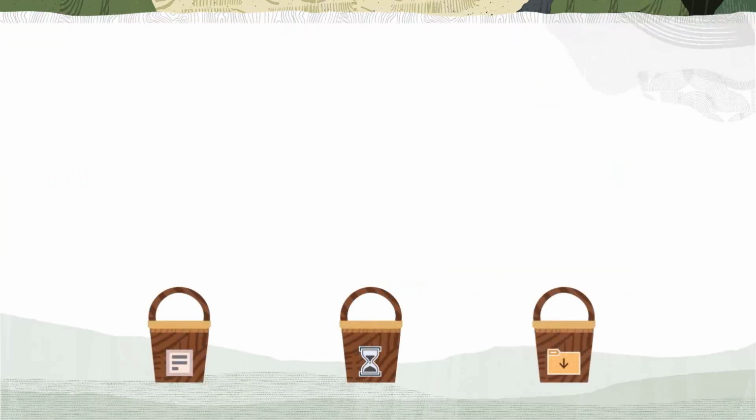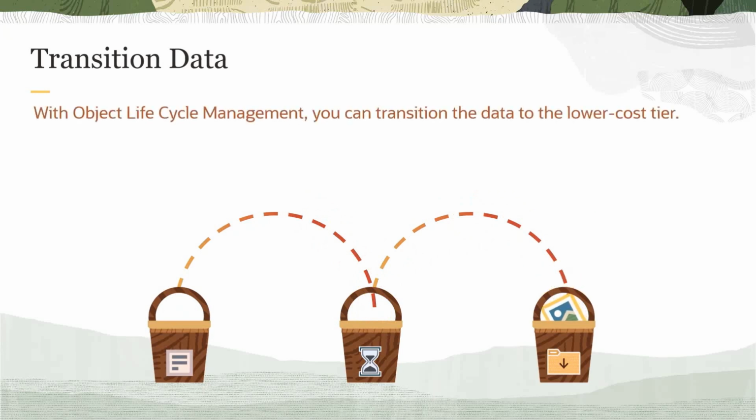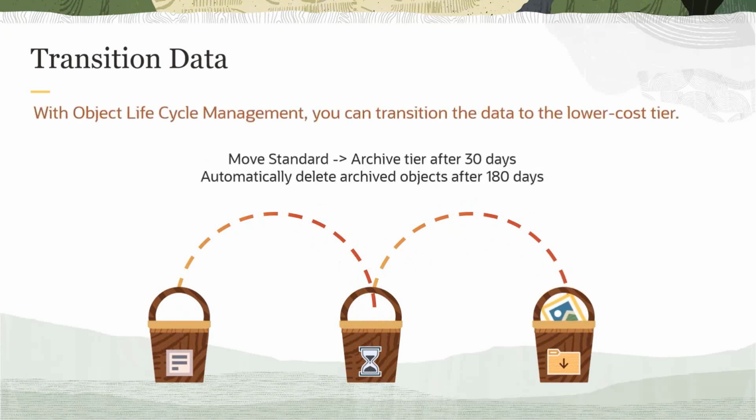OCI also features object lifecycle management, using which you can create rules to transition the data to lower cost tiers. For example, you can move the data from standard tier to archive tier after 30 days and automatically delete archived objects after 180 days. By using this feature, you can reduce the storage costs and the amount of time you spend manually managing the data. We are going to continue the discussion on storage in the next lesson.